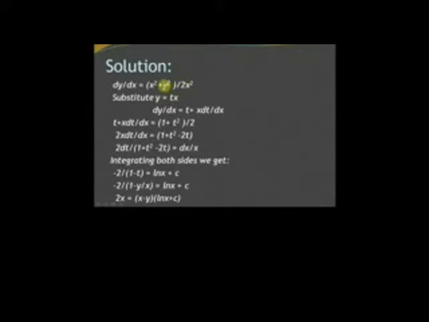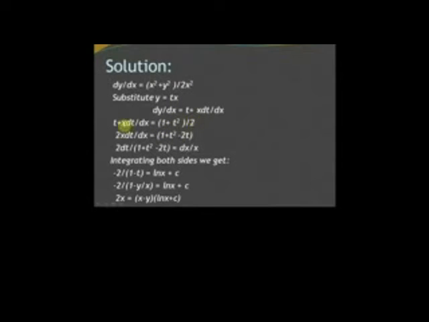Now we write y equal to t times x. So dy by dx would be equal to t plus x times dt by dx. We substitute this value over here to get t plus x times dt by dx equal to (1 plus t square) by 2. This is because we substitute y equal to t times x, and x and x get cancelled from the numerator and denominator, and what we get is (1 plus t square) by 2.